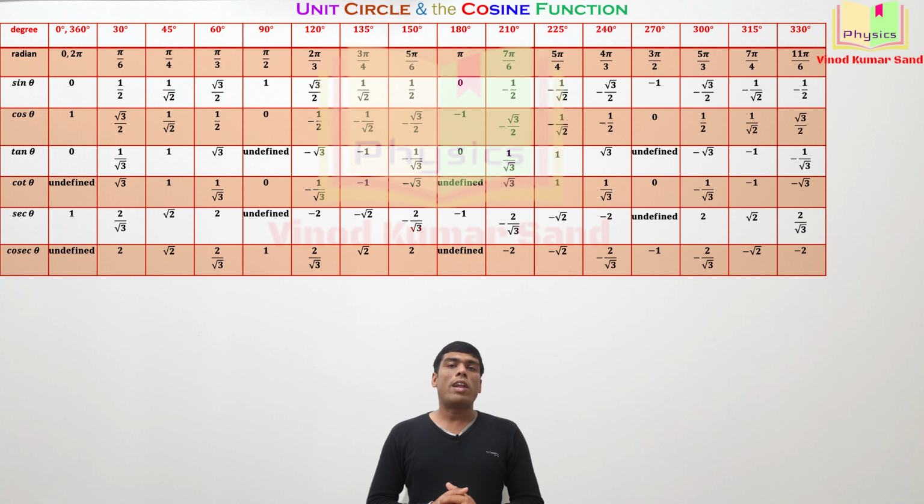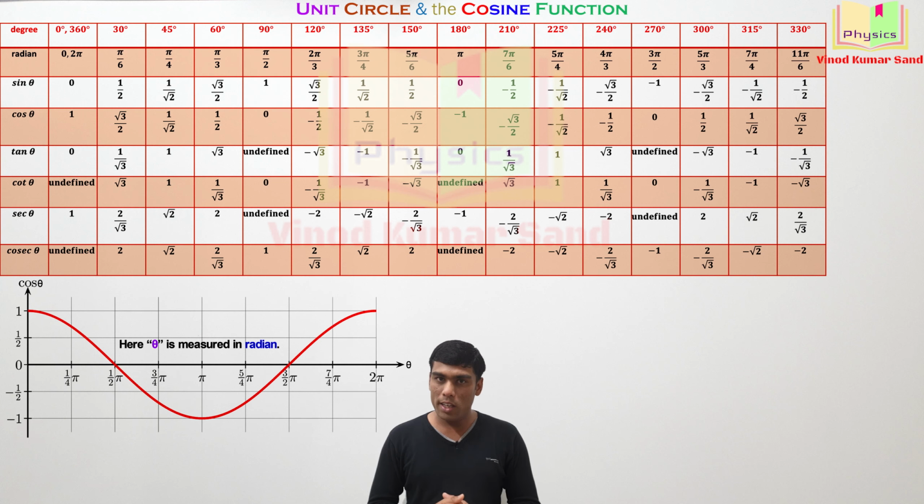As we plotted the values for the sine function, in the same manner we are plotting the values for the cosine function. When theta is equal to 0 degree, the value of cos theta is equal to 1. When theta is equal to 90 degree, cos theta is 0. Theta is 180 degree, cos theta is minus 1. Theta is 270 degree, cos theta is 0. And theta is 360 degree, cos theta is again equal to 1.